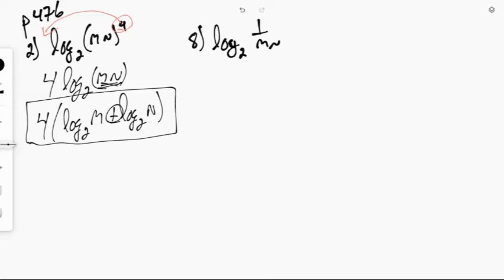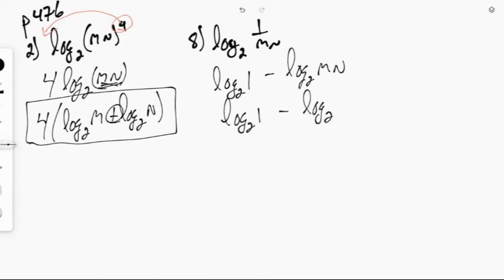Alright, number 8 is the next one we're going to look at. Some of these you may have as part of your homework, some are not. I'm just doing a bunch of different examples from the page. So log base 2 of 1 over mn. So therefore that's going to be a division first, so it's going to be log base 2 of 1 minus log base 2 of mn. So that's going to be log base 2 of 1 minus log base 2. Now be careful, they're both the minus, so that whole thing is going to be minus both of these. M plus log base 2 of n.